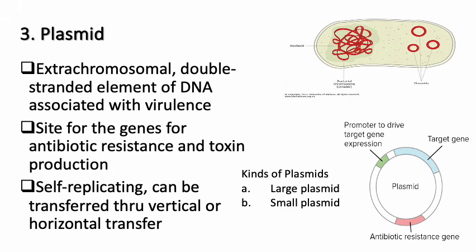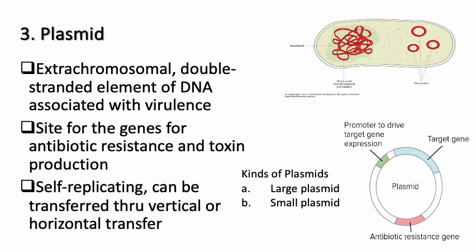Sometimes, it disappears during cell division, and it can make gram-negative bacteria pathogenic. It is self-replicating and can be transferred through vertical or horizontal transfer. Vertical means it is transferred to the daughter cell. Upon the normal replication of your bacteria through binary fission, your plasmids can be transferred. Another way of transferring your plasmid is through horizontal transfer, which was mentioned earlier in the conjugation process.